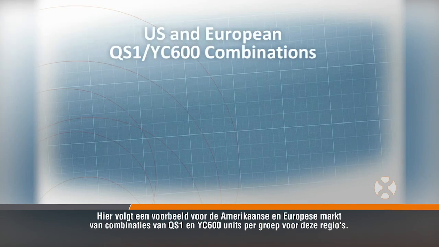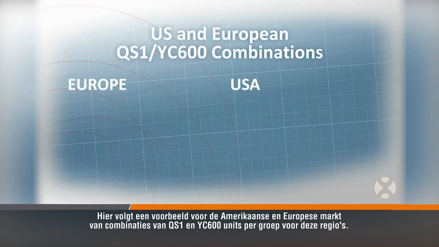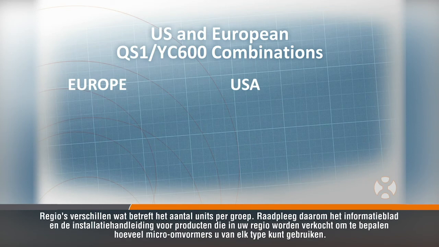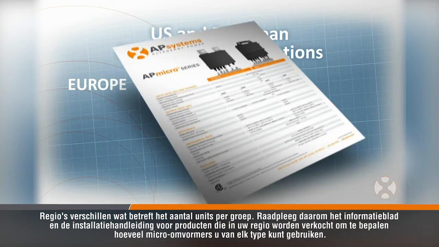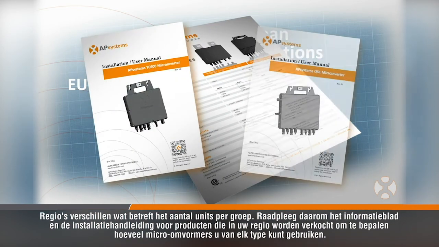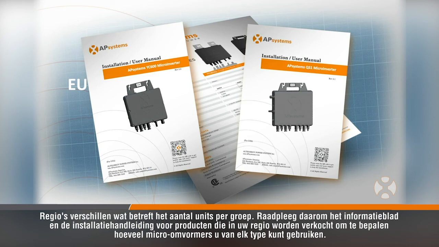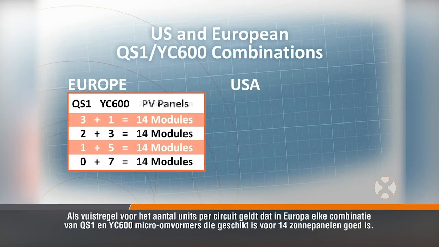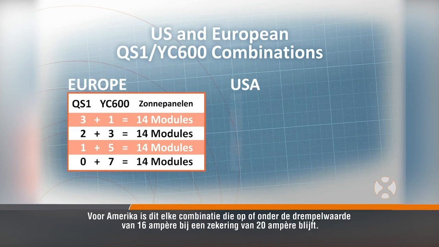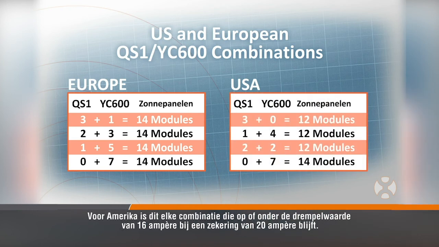Here's an example from the US and European markets regarding combinations of QS1 and YC600 units per branch for those regions. Regions differ on the number of units per branch, so be sure to check the datasheet and installation manual for products sold in your region to determine how many of each microinverter you can use. The rule of thumb for the European region on units per circuit is any combination of QS1 and YC600 microinverters which accommodates 14 PV modules. For the US, it's any combination which remains at or under the 16 amp loading threshold on a 20 amp breaker.